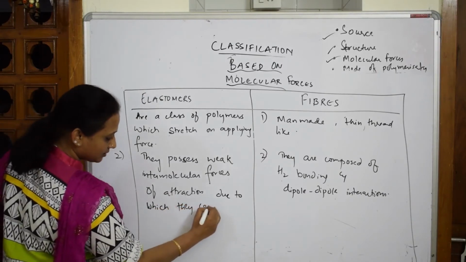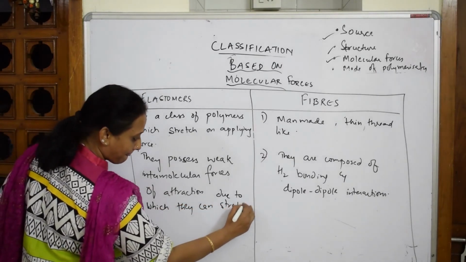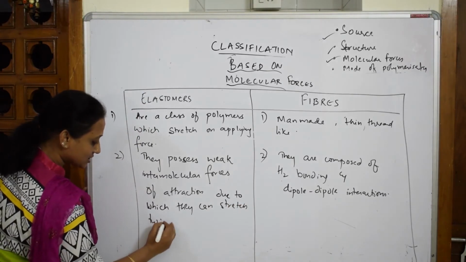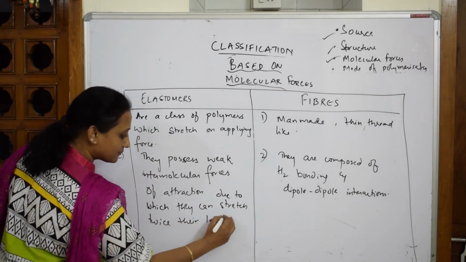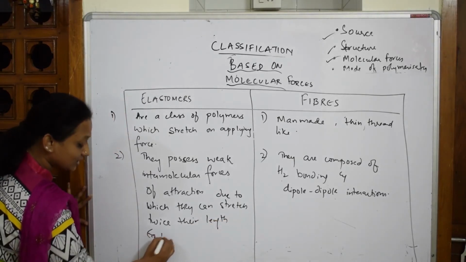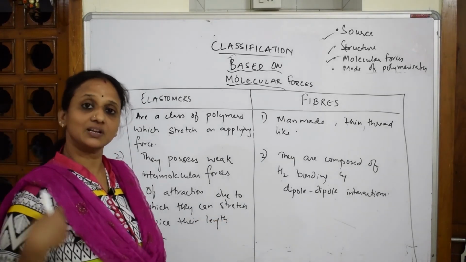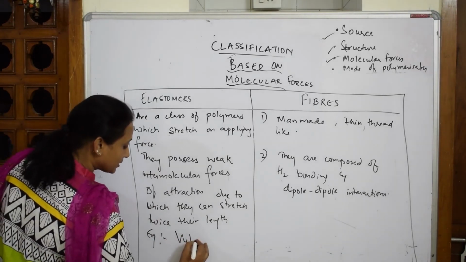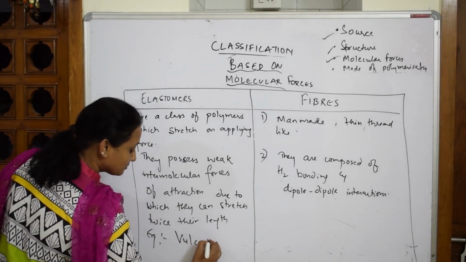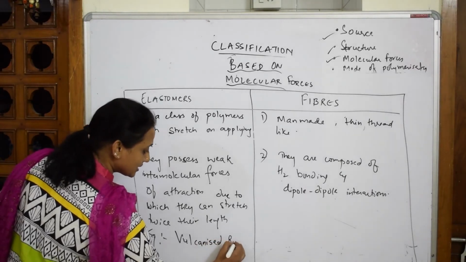So they possess weak intermolecular forces of attraction, due to which they can stretch twice the length. When I have to write an example, vulcanized rubber can be the best example. We have already learned what vulcanized rubber is, so you can write that.